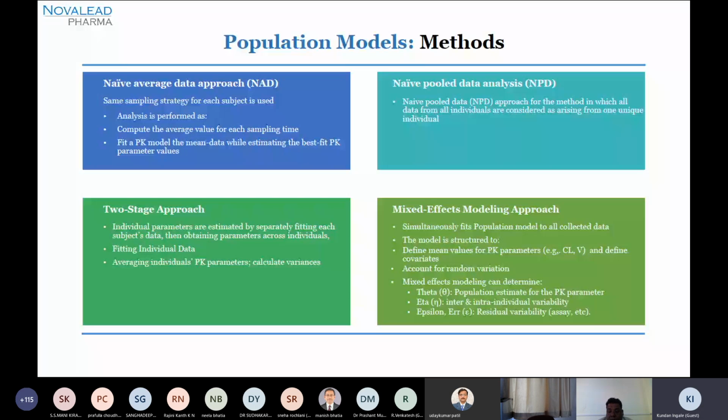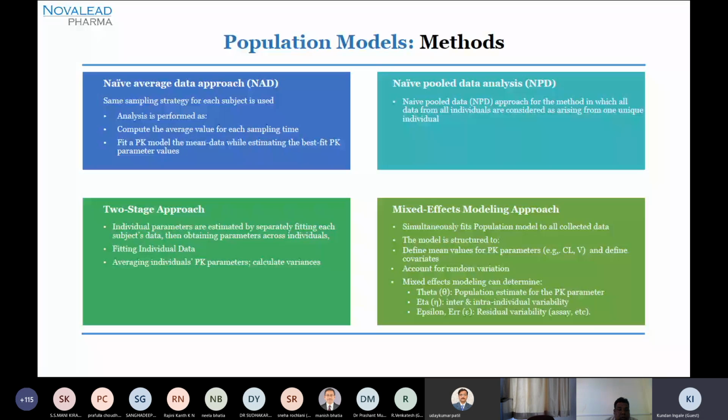Then there is one more method, the two-stage approach, where individual parameters are estimated separately. In the above two methods, we are clubbing the individual data. In the two-stage approach, the individual data is treated as individual data and fitted as such. Finally, the pharmacokinetic data that has been obtained at the end of the sampling is averaged, and then variances are calculated so that we can establish a range within which this data would vary.